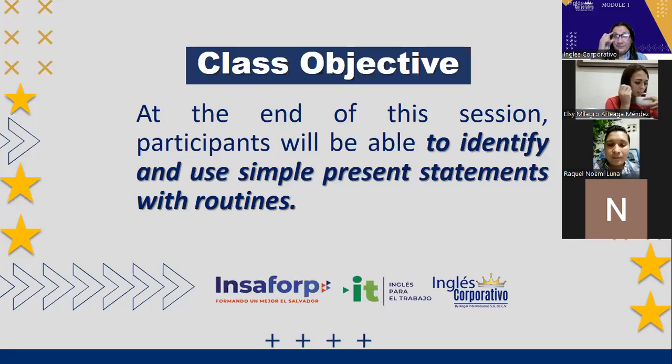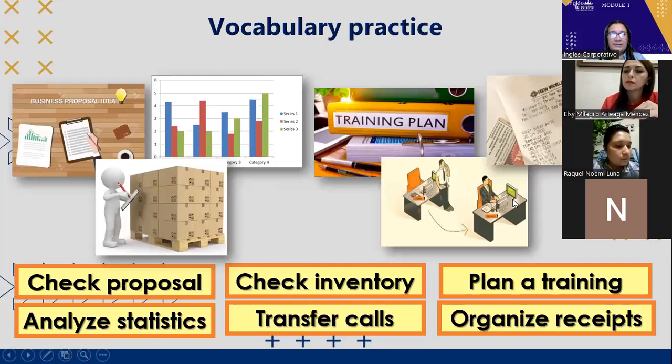All right, we had just read the objective for today's class. It's kind of summarizing the simple present, or the present simple, which is the same thing, right? Statements with routines, activities that we do every day, that we usually do, that are part of our routine. And to start, daily routines. People do this activity, so more of this practice, okay? Probably you do these activities at work, like check proposals, analyze statistics, check inventories, transfer calls, plan a training, organize receipts, right? So this is just to practice some of the activities that we probably do at work, okay?